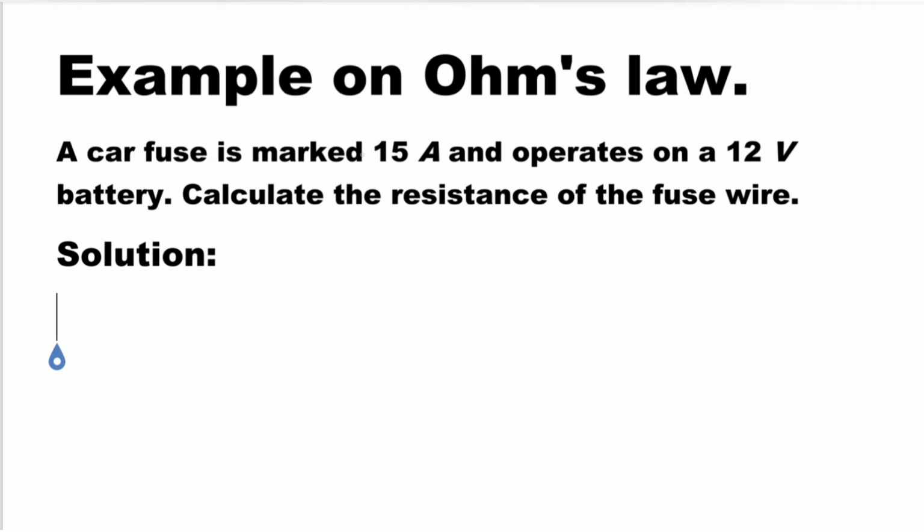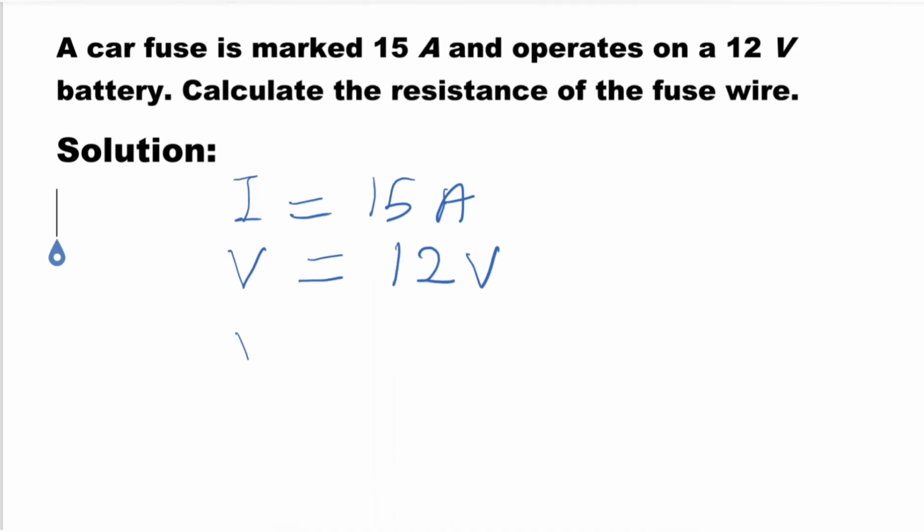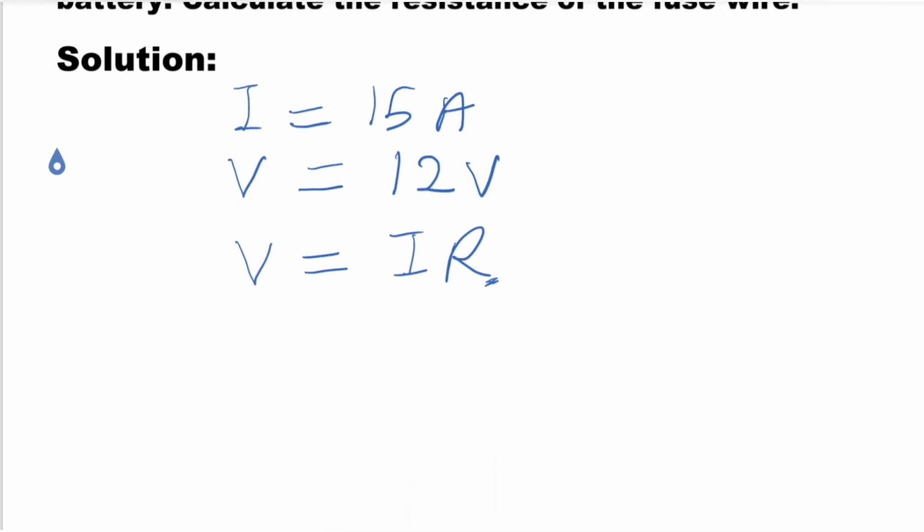A car fuse is marked 15 amps and operates on a 12-volt battery. Calculate the resistance of the fuse wire. So from the question, we're given the current, and the current is 15 amperes. Then the potential difference from the battery is 12 volts. According to Ohm's law, the potential difference is related to the current through this equation: V = IR, where R is the resistance we are looking for. So we are going to insert our values.